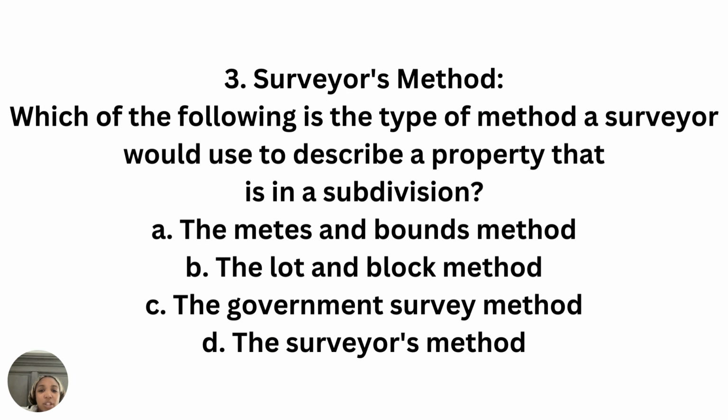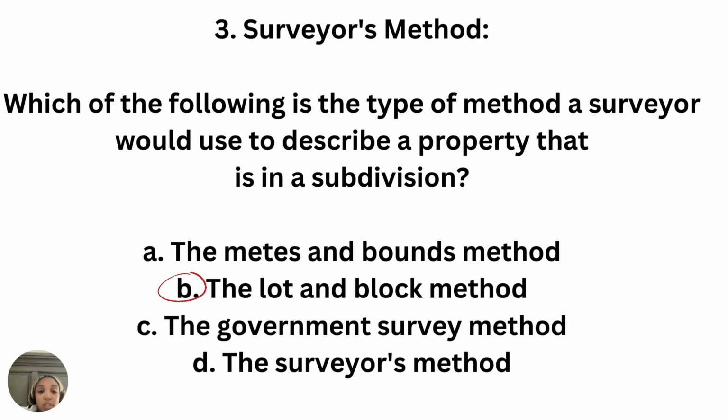Next, guys, surveyor method. Which of the following is the method a surveyor would use to describe a property that is in a subdivision? A, the metes and bounds. So metes and bounds is the beginning to end. You have B, the lots and block. You have C, the government survey method, or D, the surveyor method. The answer is going to be B. And again, we're not going to spend much time on it.